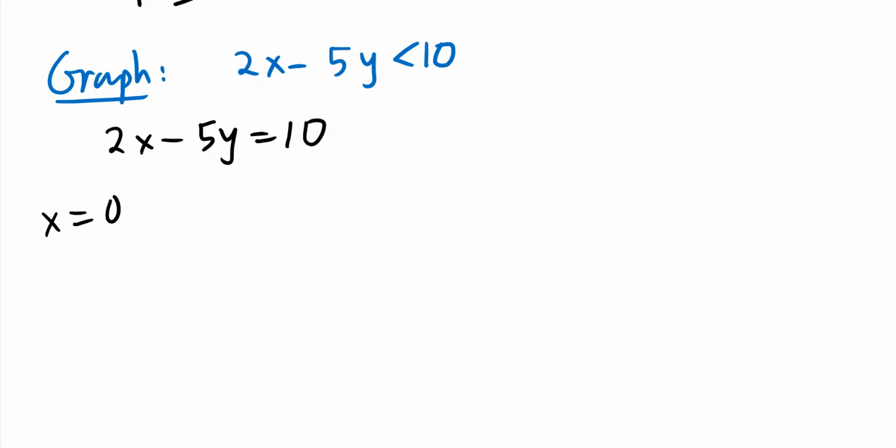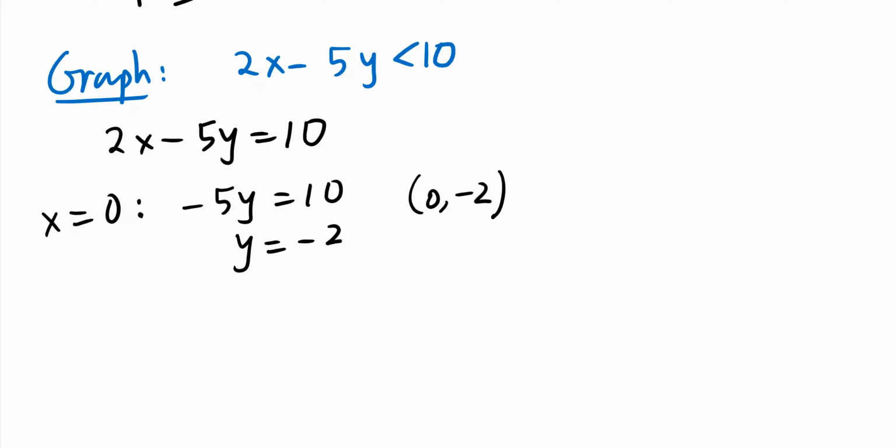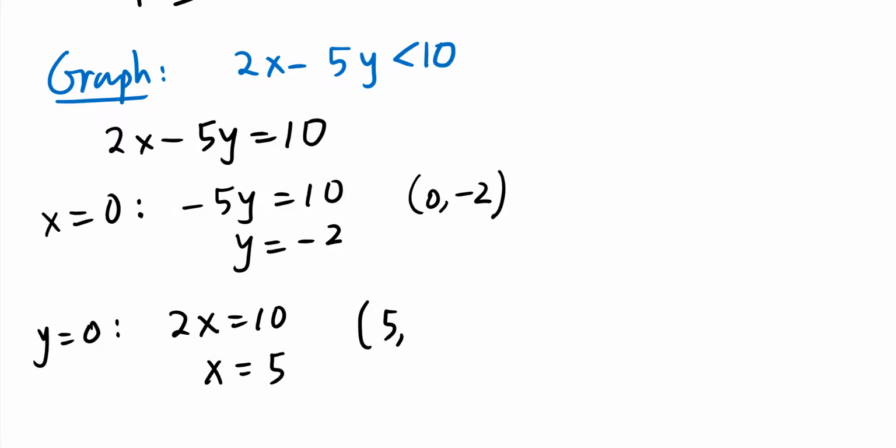Pick x equals 0. What do we get? Negative 5y is 10, so y is negative 2. So we get 0, negative 2. That's a point. If you pick y equals 0, you get 2x equals 10, so x equals 5. So 5 comma 0, that's another point. So we have these 2 points here.